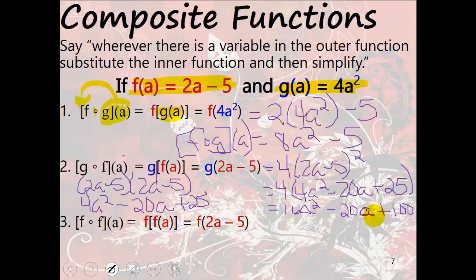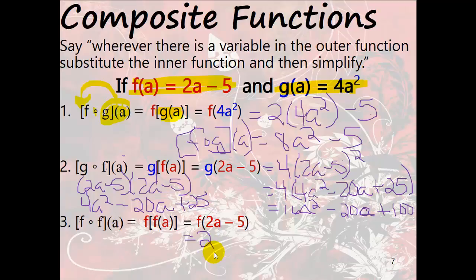Okay? And then this third one, I can actually take a function and plug it into the same function. That would be f of f of a. What is f of a? Well, that's 2a minus 5. So now I'm going to plug that in to itself. So I have a 2, and oh, look, I have an a.